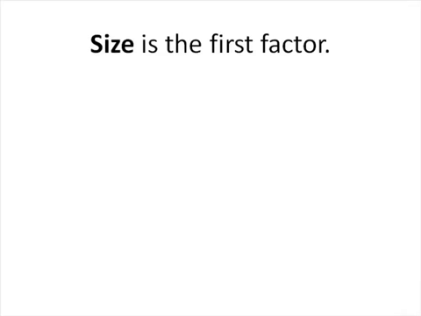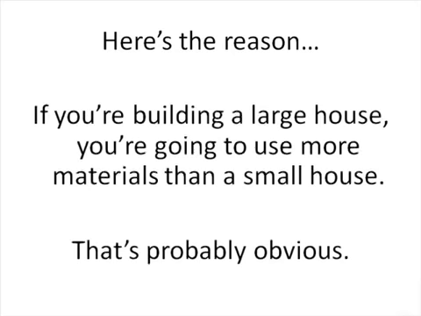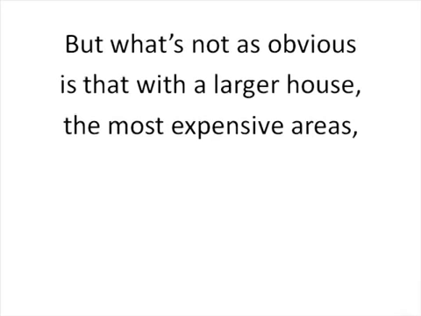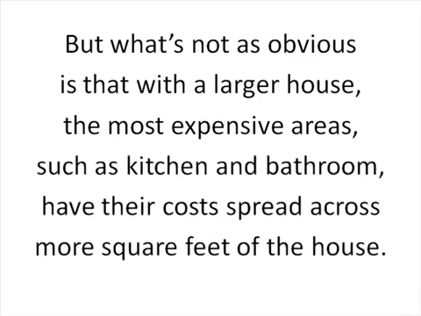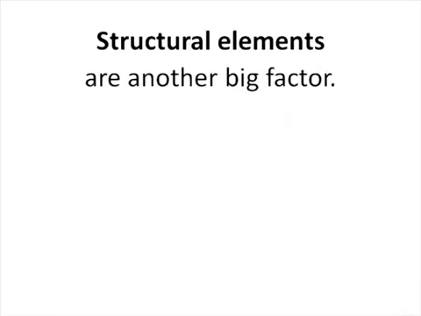With that said, let's go through the big factors that determine the cost to build a house. Size is the first factor. A large house is going to cost more than a small house, but the cost per square foot can be lower. Here's the reason. If you're building a large house, you're going to use more materials than a small house. That's probably obvious. But what's not as obvious is that with the larger house, the most expensive areas, such as kitchen and bathroom, have their costs spread across more square feet of the house. That's why the cost per square foot of a larger home is usually lower than the cost per square foot of a small home.